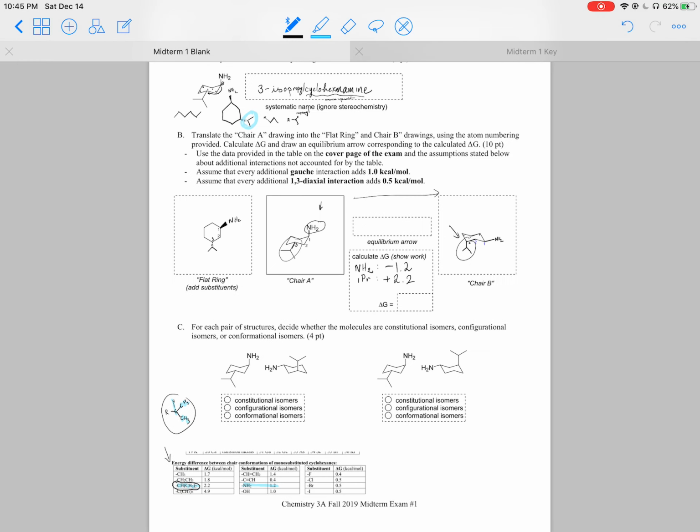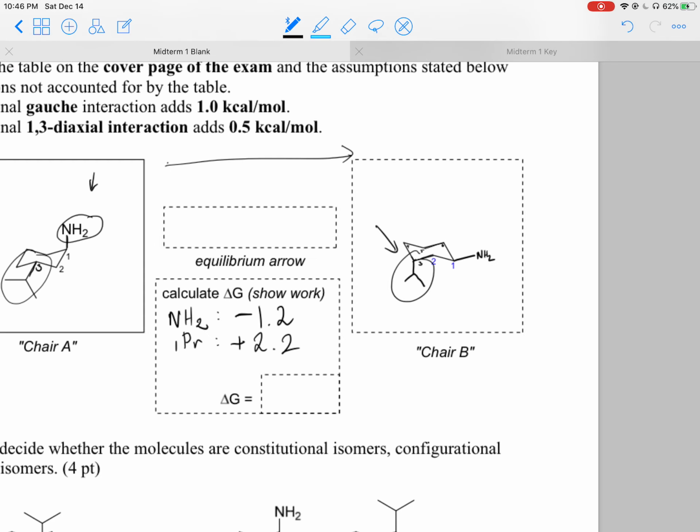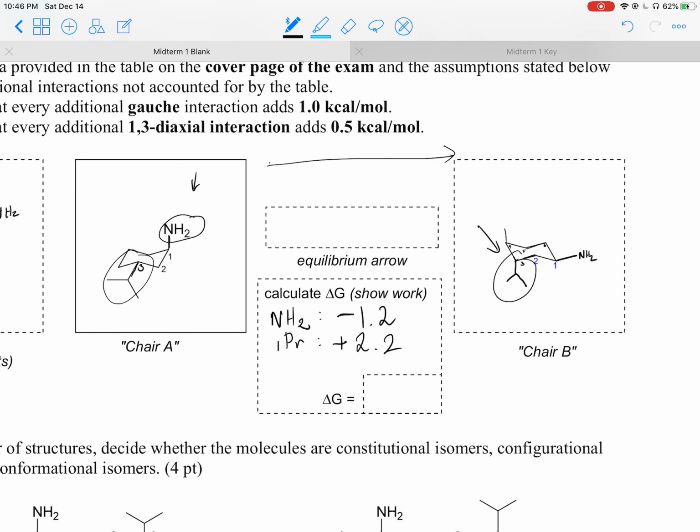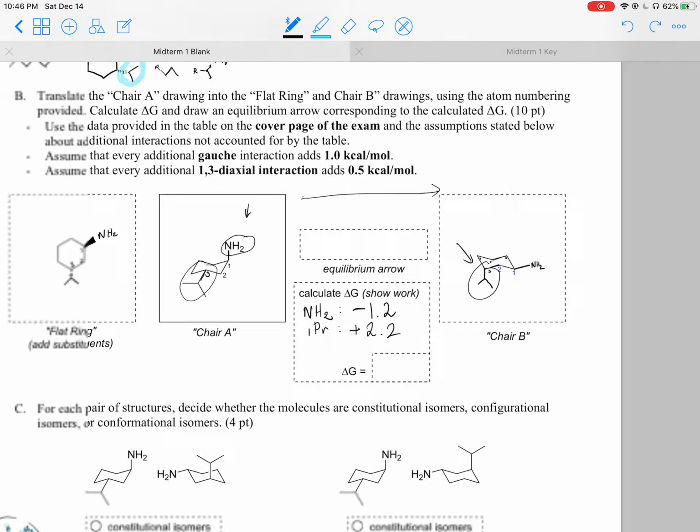So those are just the part of delta G that is contributed by going from axial to equatorial for our substituents. We're not really going to count the hydrogens going from axial to equatorial because there's a whole bunch of them, and that's not really important. There's 2 on a bunch of these, and then there's 1 on this. It would altogether even out.